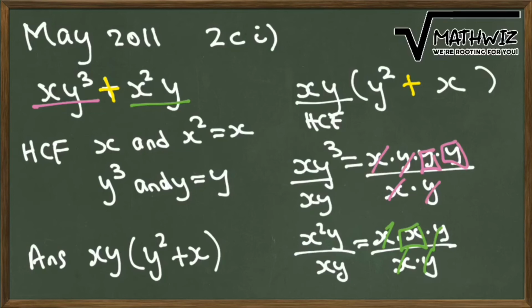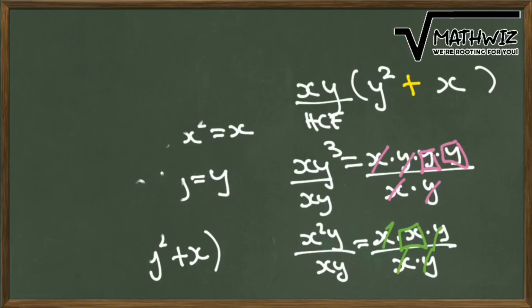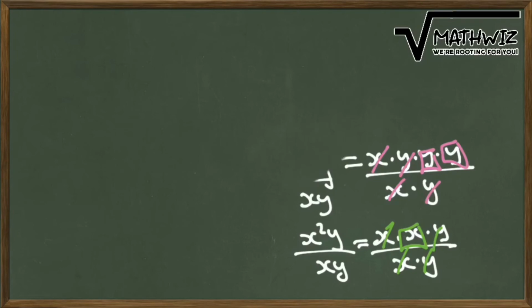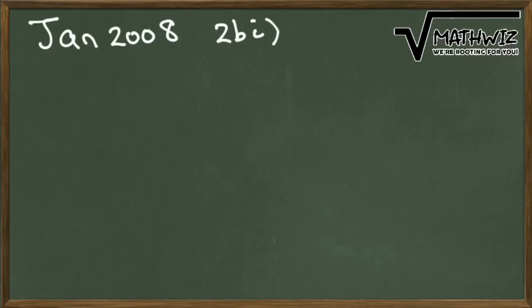Now, provided you have mastered that question, you can move on to our second question for this video, which is going to be January 2008. And it reads, so let's go through that. So we have January 2008, and this is question 2B part I. All right, so the question is x squared minus xy.